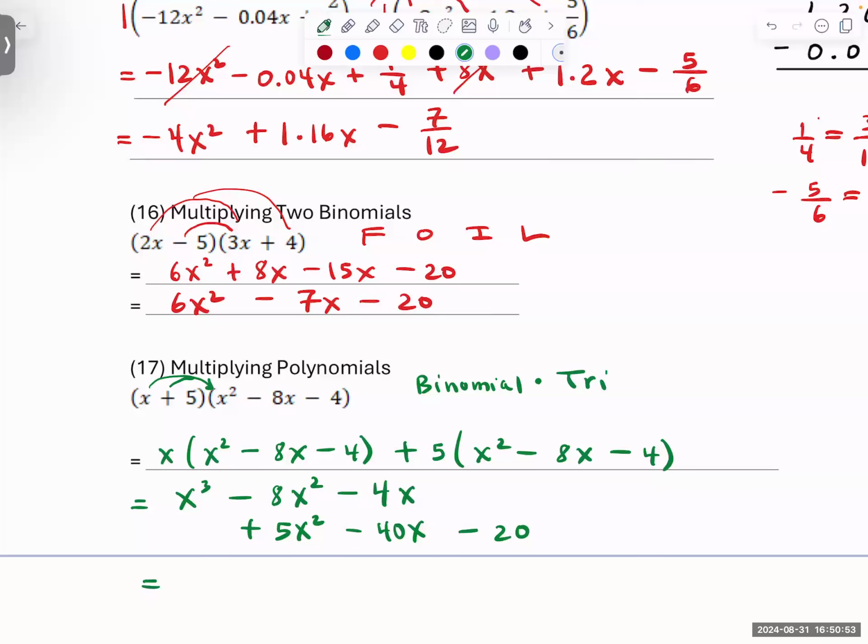So combining like terms, we have a third degree polynomial result, x cubed minus 3x squared minus 44x minus 20. The end. Sometimes we'll use a symbol like a small square to say the end. End of the problem.